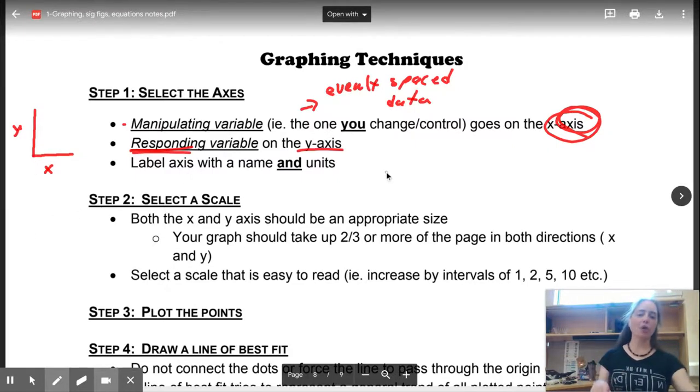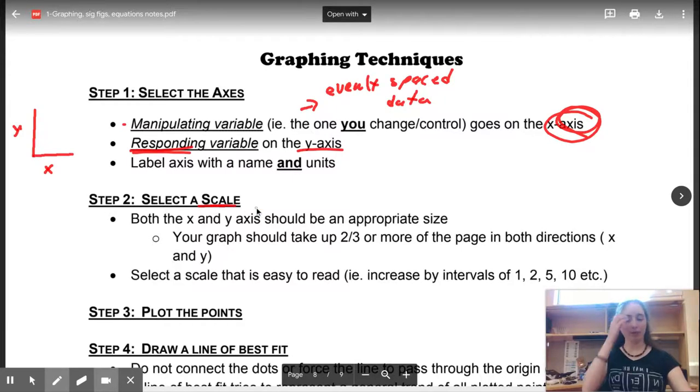Now, what is the responding variable? It's the results of your experiment. It is the results of the data you're gathering, what you're measuring. You don't have control over that data. That's going to be the results of your experiment. So what you're going to do is you're going to select a scale.